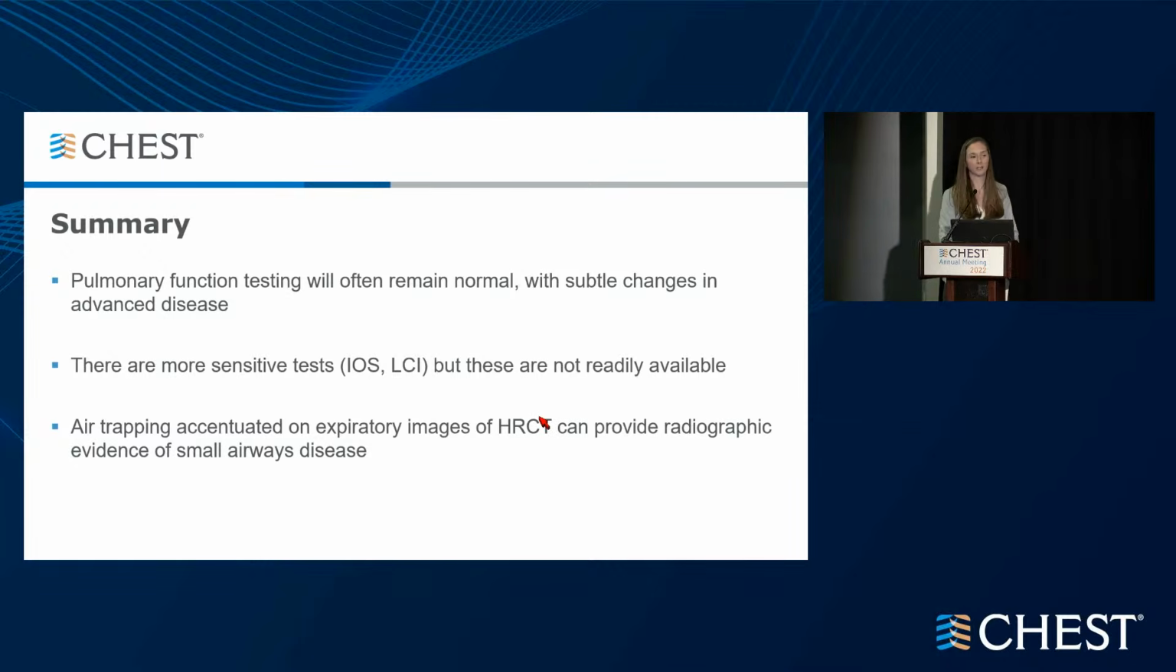So in summary, our pulmonary function testing will often remain normal, and you may find only subtle changes in our typical, widely available forms of pulmonary function testing in these diseases. There are some more sensitive tests, impulse oscillometry and lung clearance index, that are not readily available but do show good promise in the ability to find this. And you can find air trapping accentuated on expiratory images of high-resolution chest CT to provide radiographic evidence of this disease.